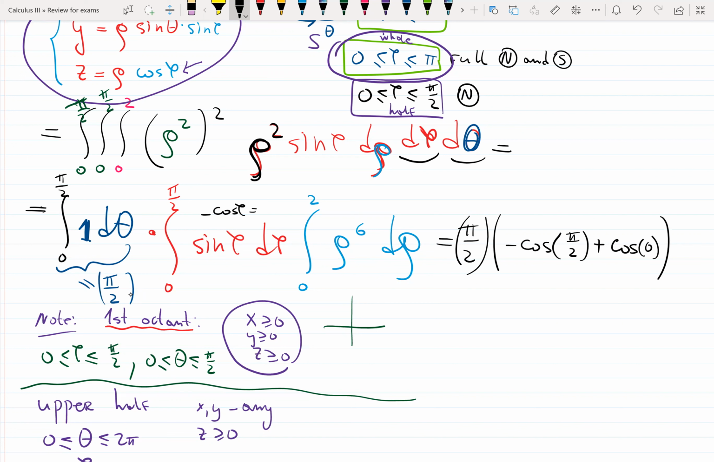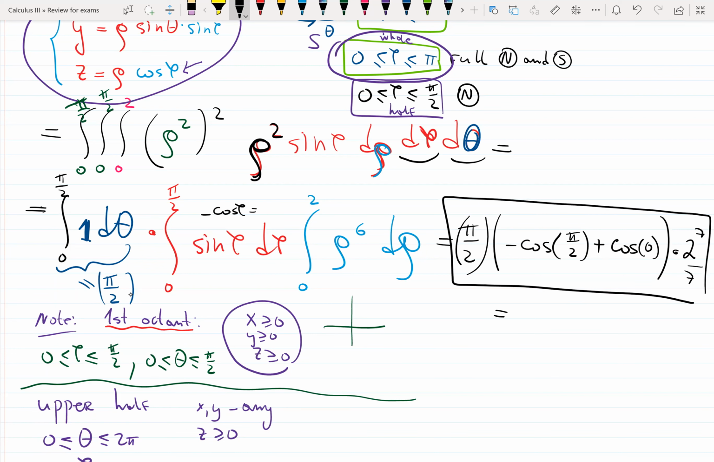And then rho to the 7 over 7. So that's times 2 to the 7 over 7. And that is the answer. In my notes, the answer is 64 over 7 pi. Or 64 over 7 pi.